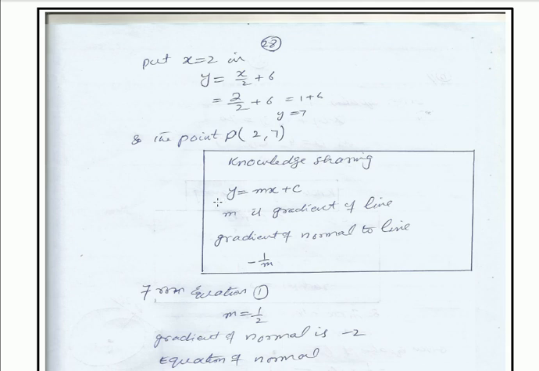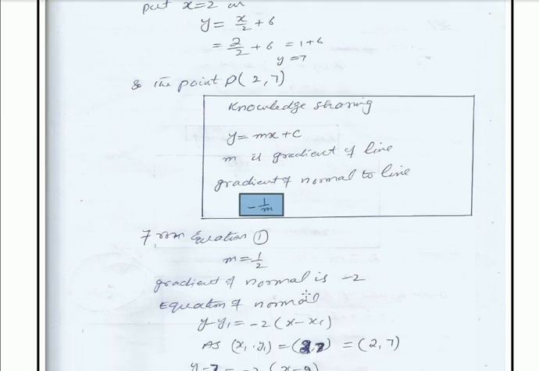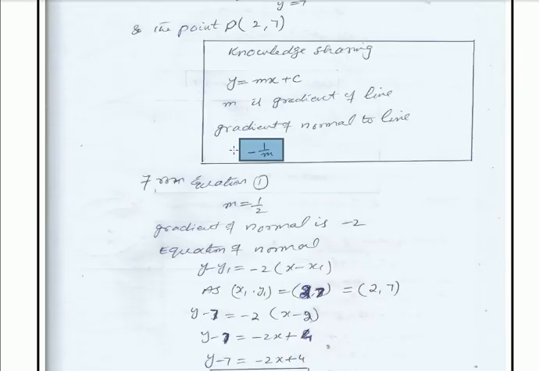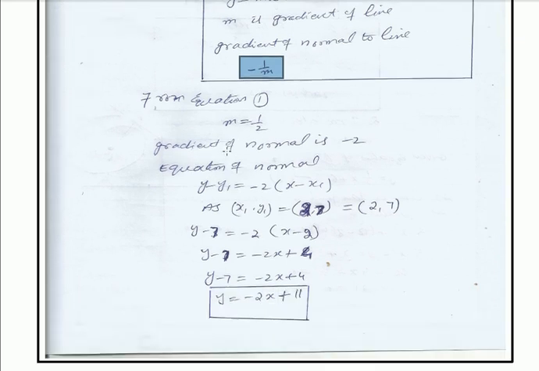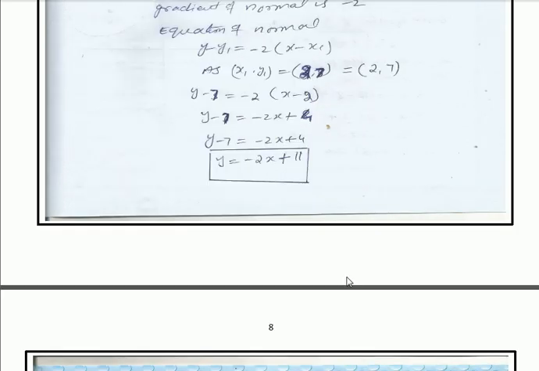We know that y equal to mx plus c is the equation of a line in terms of the gradient, where m is the gradient of the line. In order to find the gradient of the normal, we take minus 1 over m. From equation 1, m equal to 1 by 2. So the gradient of the normal is minus 2, and y minus y1 equal to minus 2 into (x minus x1). After simplification we get y equal to minus 2x plus 11, the equation of the normal.